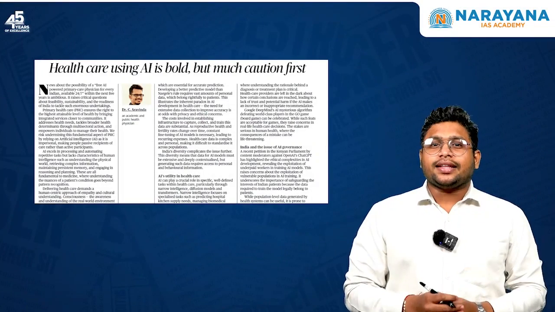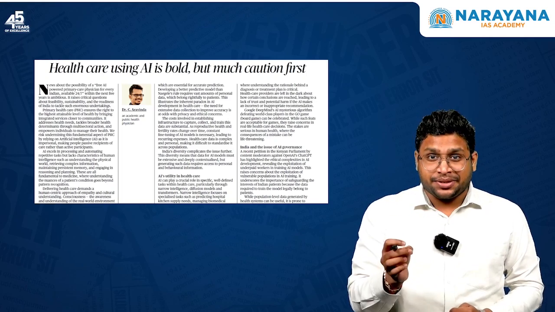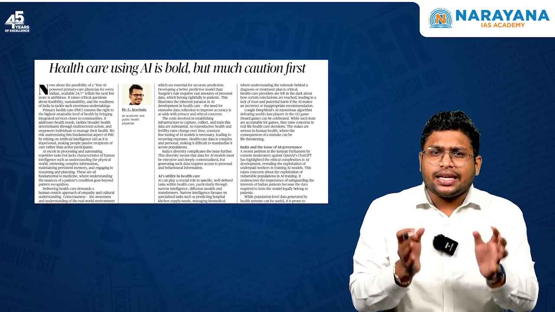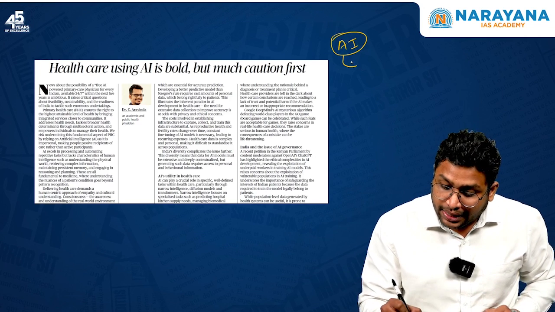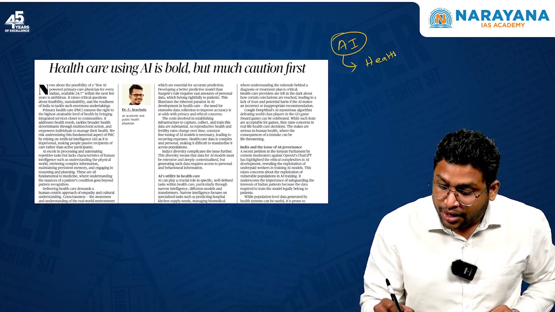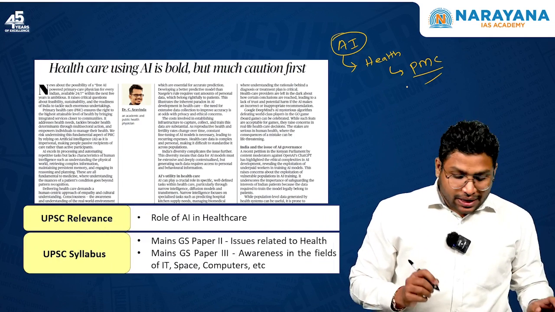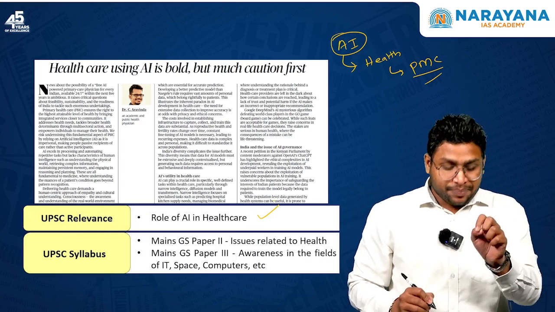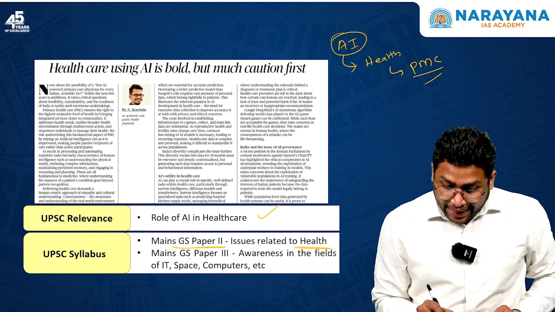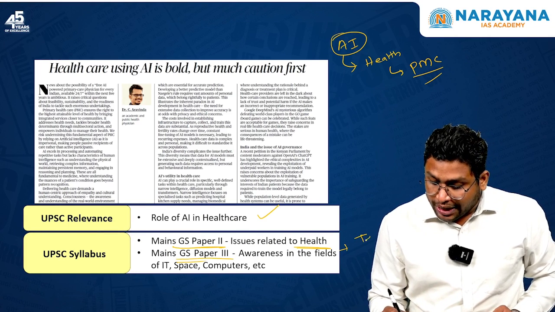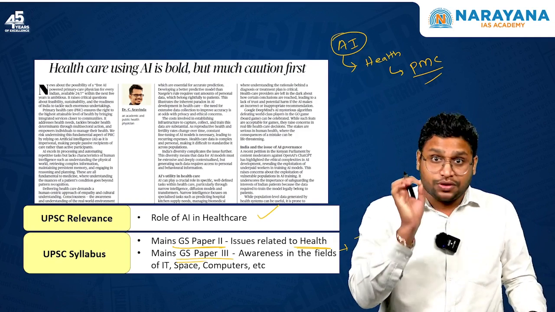So the next article is about role of artificial intelligence in the healthcare sector. The government of India is thinking about increasing the role of artificial intelligence as a technology in the healthcare sector of India. Specifically, they are talking about primary healthcare sector. So we will understand this role in detail. This topic becomes important for GS paper 2, which talks about health, and GS paper 3, which talks about technologies, specifically the emerging technologies, and AI is one of them.